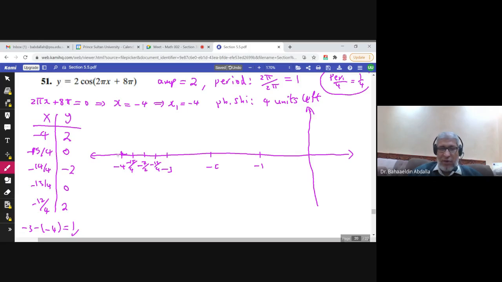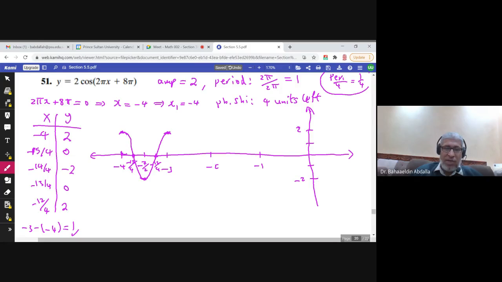And the maximum is 2, and the minimum is negative 2, and the range is from negative 2 to 2. At negative 4, we have a maximum, and also here we have a maximum. At the middle, we have a minimum, and here we have x-intercepts. This is a maximum, this is a maximum, this is a minimum. So the graph would be like this.